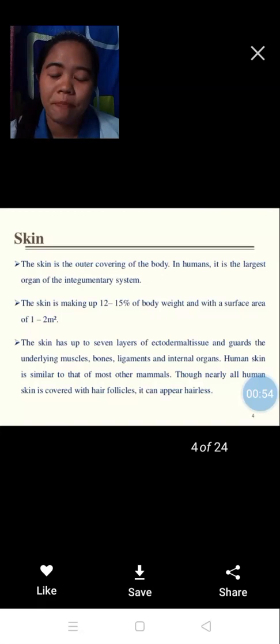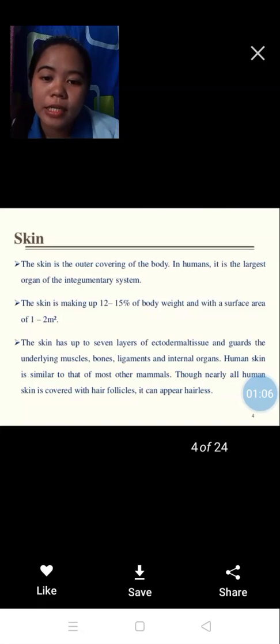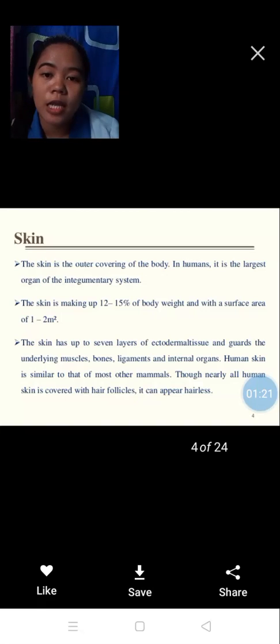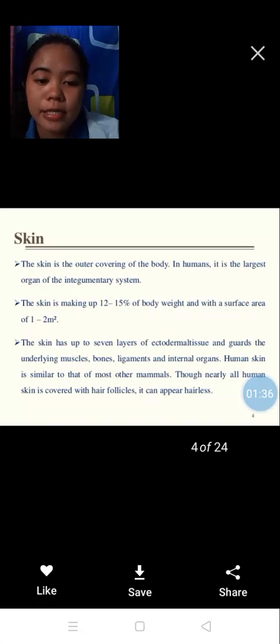the integumentary system. The integumentary system is an organ system composed of skin, hair, nails, and endocrine system. The skin makes up 12 to 15% of the body weight, with a surface area of 1 to 2 square meters. The skin has up to 7 layers of ectodermal tissue and guards the underlying muscles, bones, ligaments, and internal organs. Human skin is similar to that of most other mammals, though nearly all human skin is covered with hair follicles and it can appear hairless.